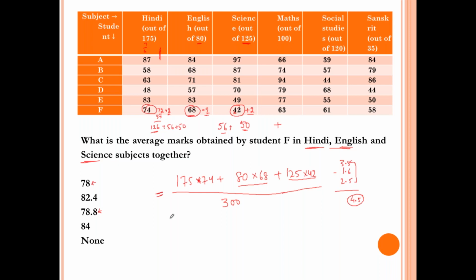It shall give you 232. So 232 divided by your 3 shall be your answer, right? Or you can add 4.5 here only, and then you can get 236.5 divided by 3 as your answer. This will be approximately 78.8. So this is a pure calculation based question, right?